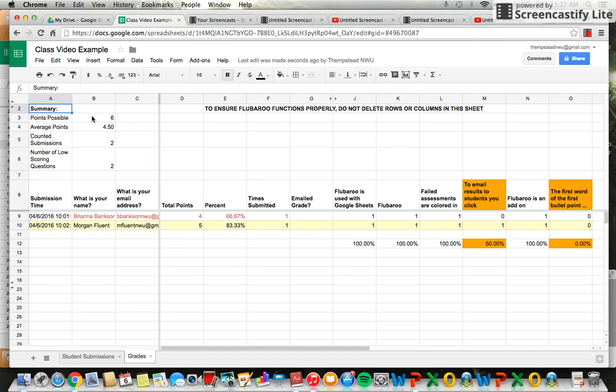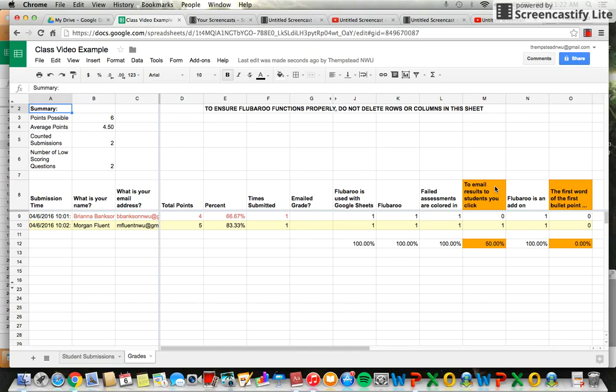The summary will include points possible, which just is the number of points students could have possibly earned on this assessment, the average points, which displays the amount of points that students did actually receive, counted submissions, which this one received 2, so that's just the number of people that took the assessment, the number of low-scoring questions, which in this case was 2 questions, and low-scoring questions are the ones over here that are highlighted in orange. That just means that they weren't very good questions, and students on average did not answer those questions correctly.